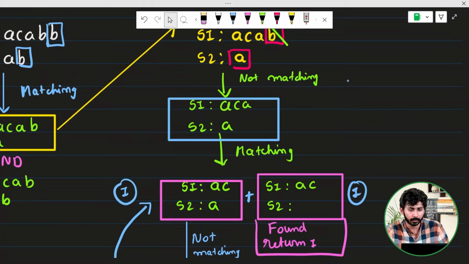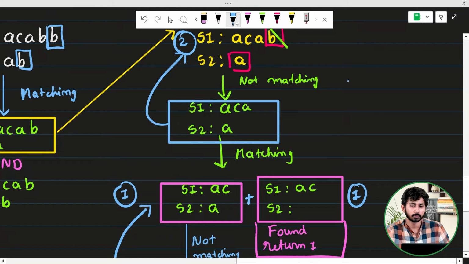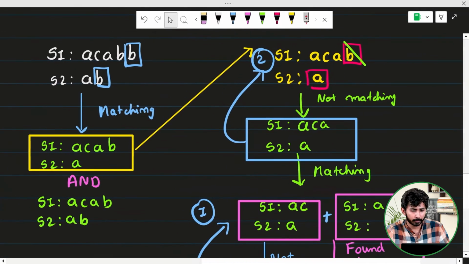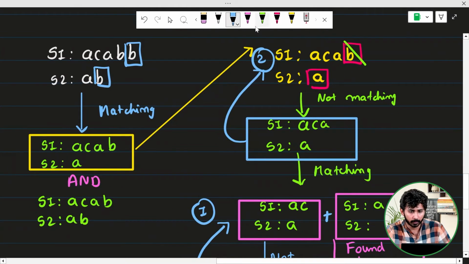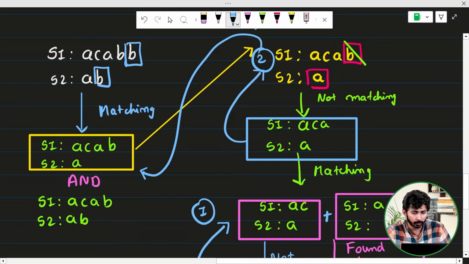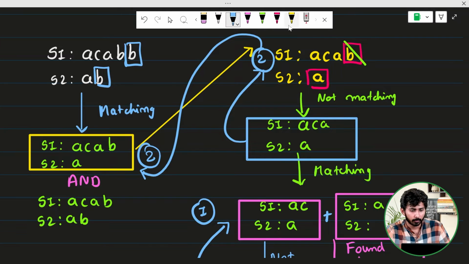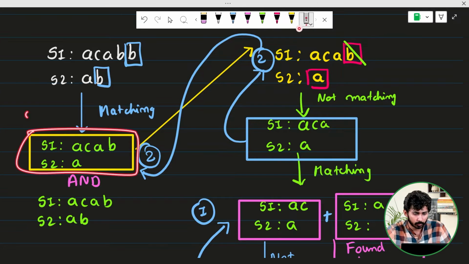So this function will be returning 2 over here. Okay, so this function basically was called from here. Over here at the end it will reach over here, so I'll be getting 2 in this manner. So for this sub problem I have got the answer as 2. I have found two subsequences that are matching as 2.